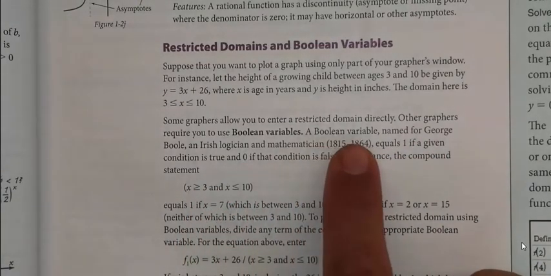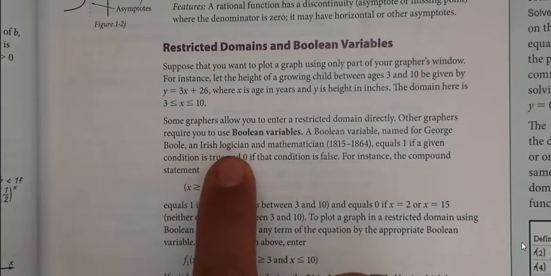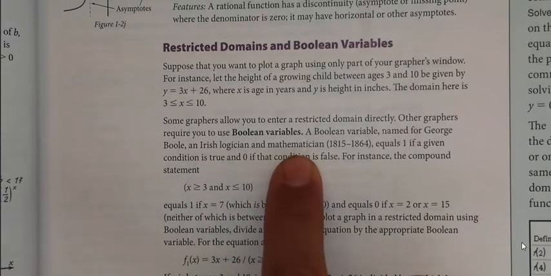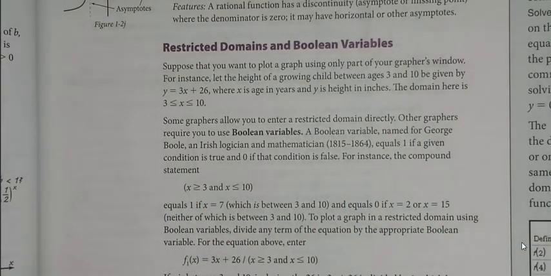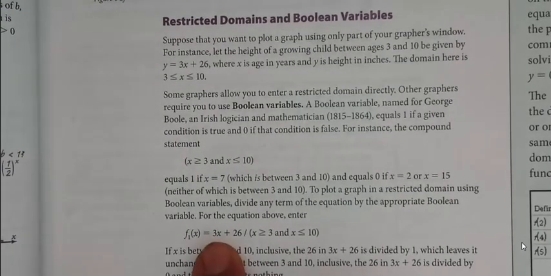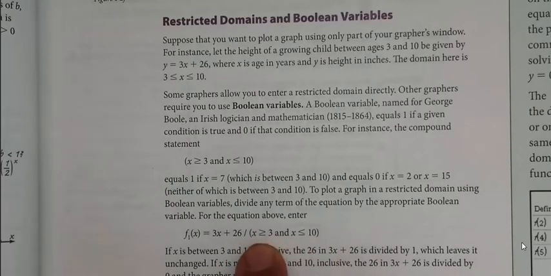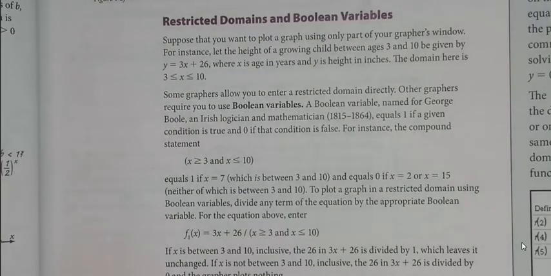So let's see. A Boolean variable was named for George Boole, an Irish logician and mathematician. And this was in the 1800s. And like I said, it equals 1 or it equals 0. And basically, this is how you do it. In your calculator, you take the equation like normal, plug it into your y equals screen, and then you divide out where you want to restrict your domain. So here we wanted x greater than or equal to 3, and x less than or equal to 10, which is that. And we just put that into our calculator just like this.